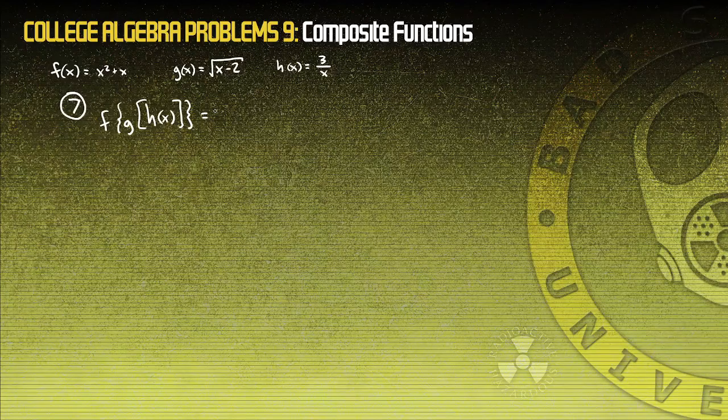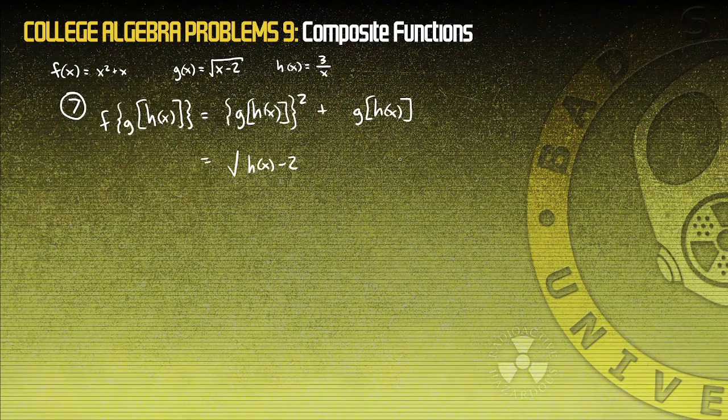Alright, for number 7, the last problem, it's going to look a little trickier. We have f of g of h of x. So for f of x you're going to put g of h of x inside the function, so in this case x squared plus x. So you have g of h of x quantity squared plus g of h of x. And then for g of h of x you have the square root of x minus 2, where it's h of x.